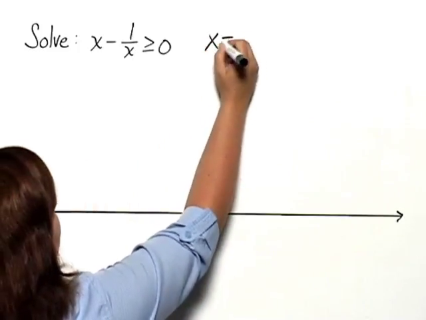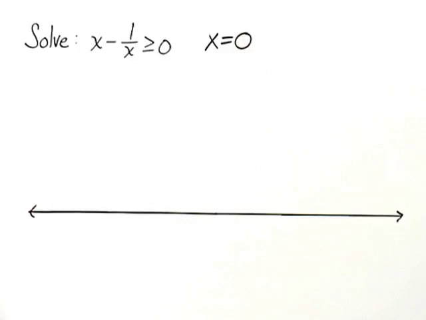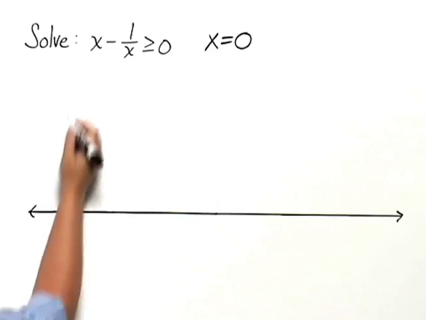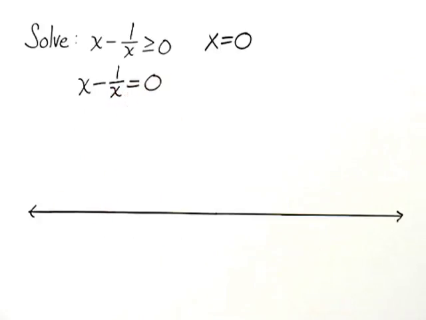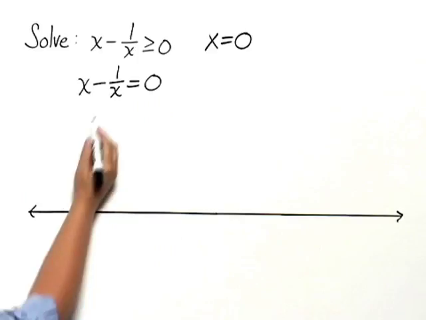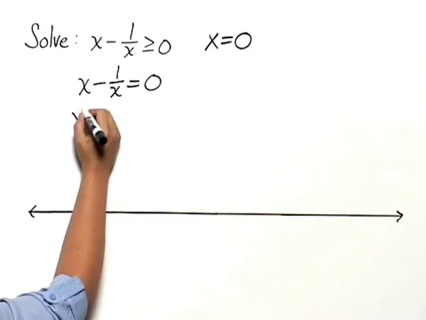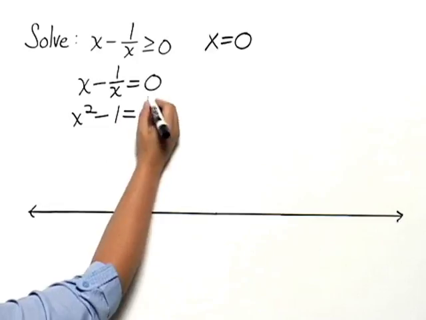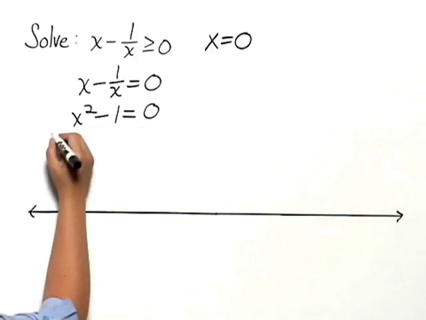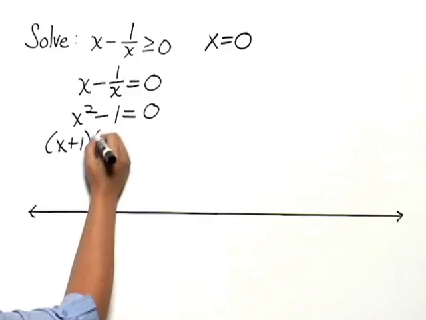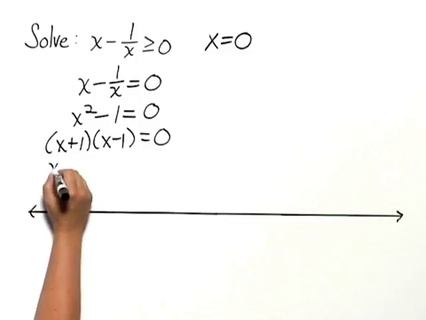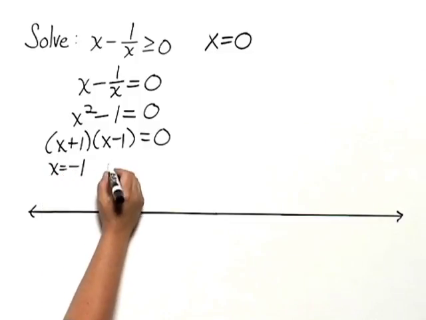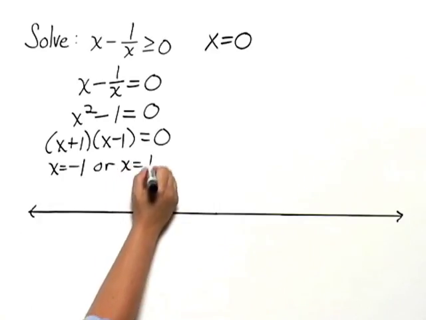So x equals 0 will be one point that we will want to use to divide this number line into intervals. The second type we look at is where the related equation is true. In other words, what values of x will make this true? Well, if we multiply everything by x, we get x squared minus 1 equals x times 0, which is 0. Factoring, we have (x plus 1)(x minus 1) equals 0. If x plus 1 is 0, x equals negative 1. And if x minus 1 is 0, x equals 1.